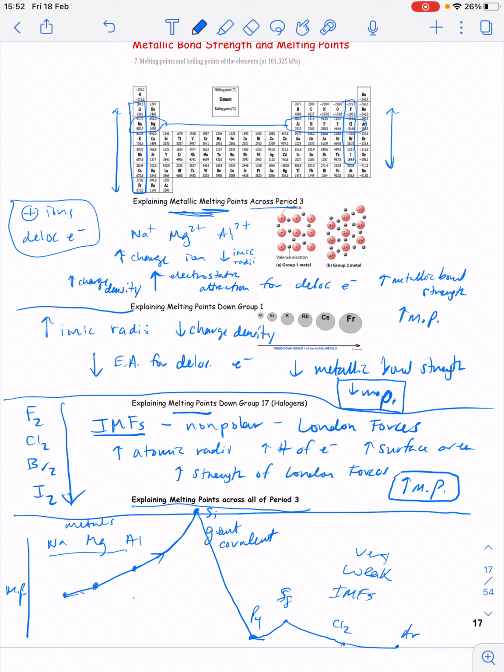The ones on the left are metals based on metallic bonding, which is pretty strong and increases as we go from left to right. And then at the top is giant covalent structures and covalent bonding, giving the highest melting point.